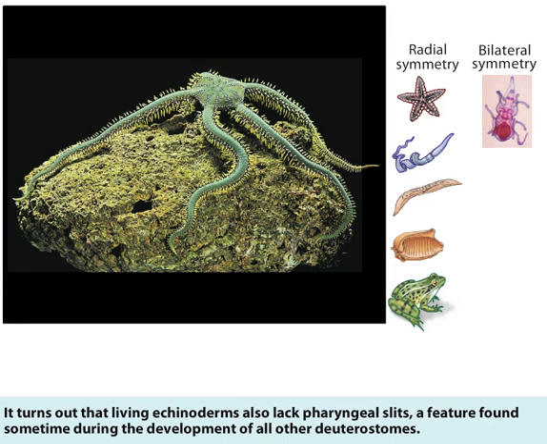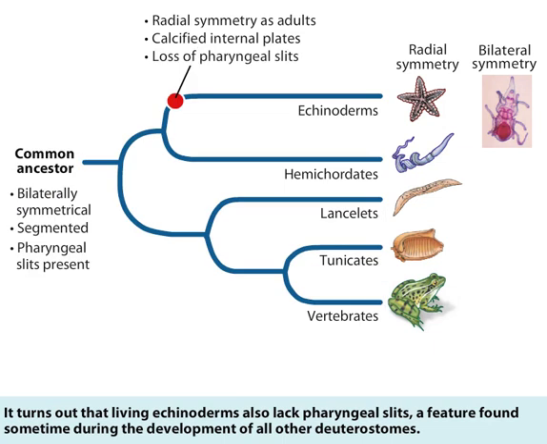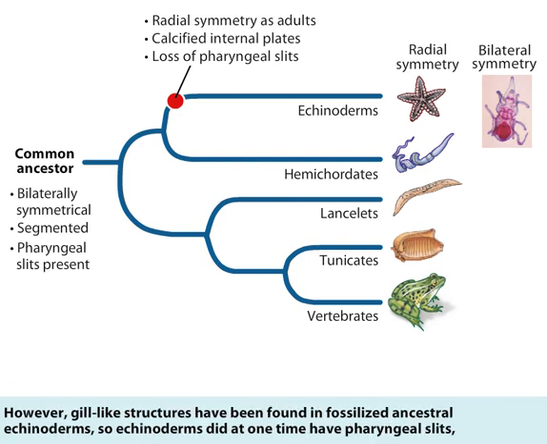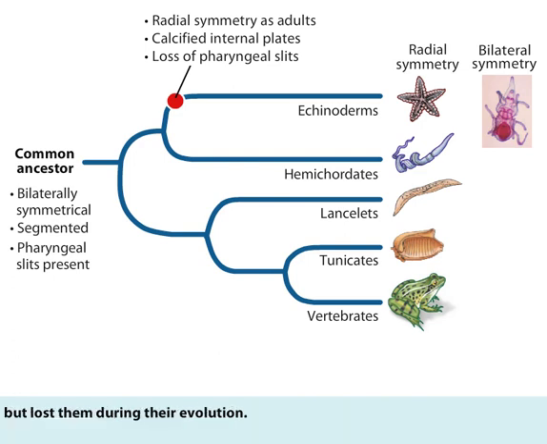It turns out that living echinoderms also lack pharyngeal slits, a feature found sometime during the development of all other deuterostomes. However, gill-like structures have been found in fossilized ancestral echinoderms, so echinoderms did at one time have pharyngeal slits, but lost them during their evolution.